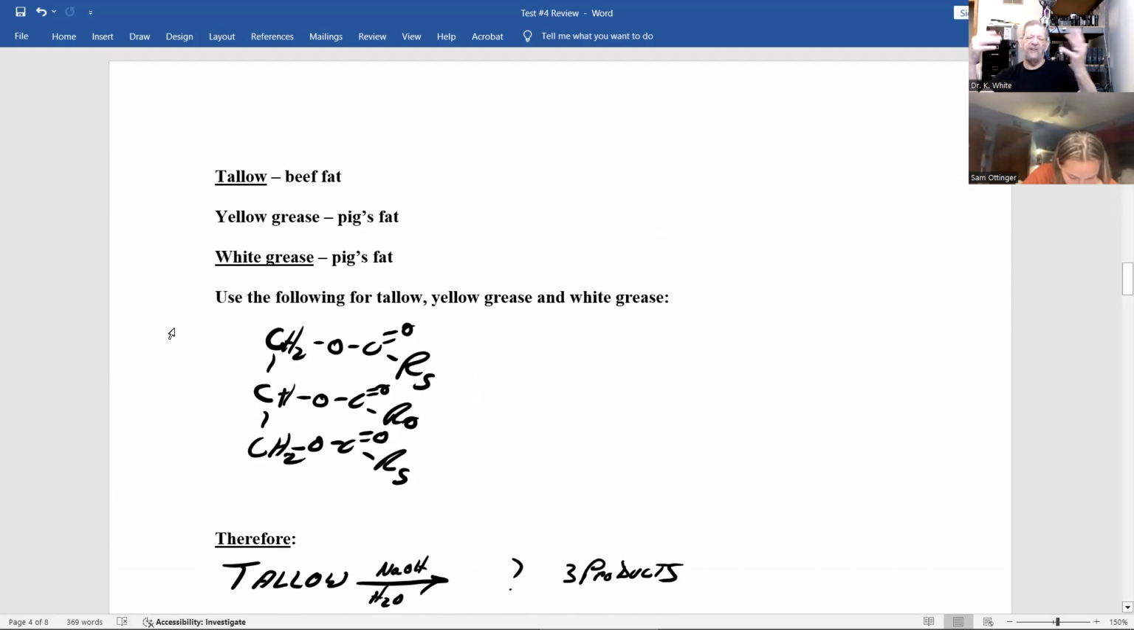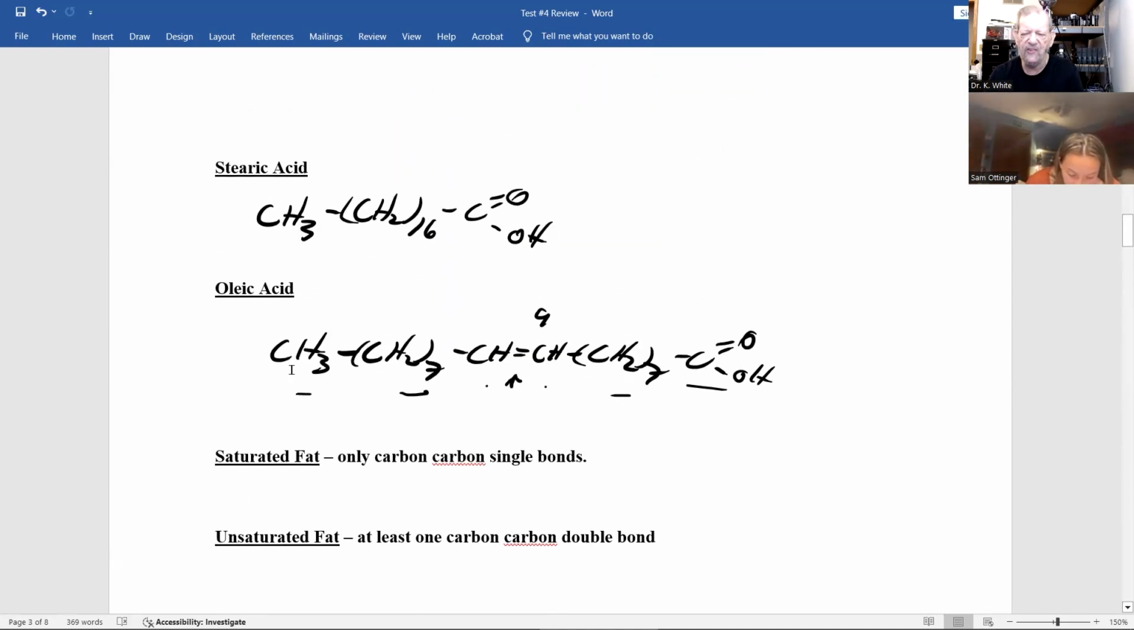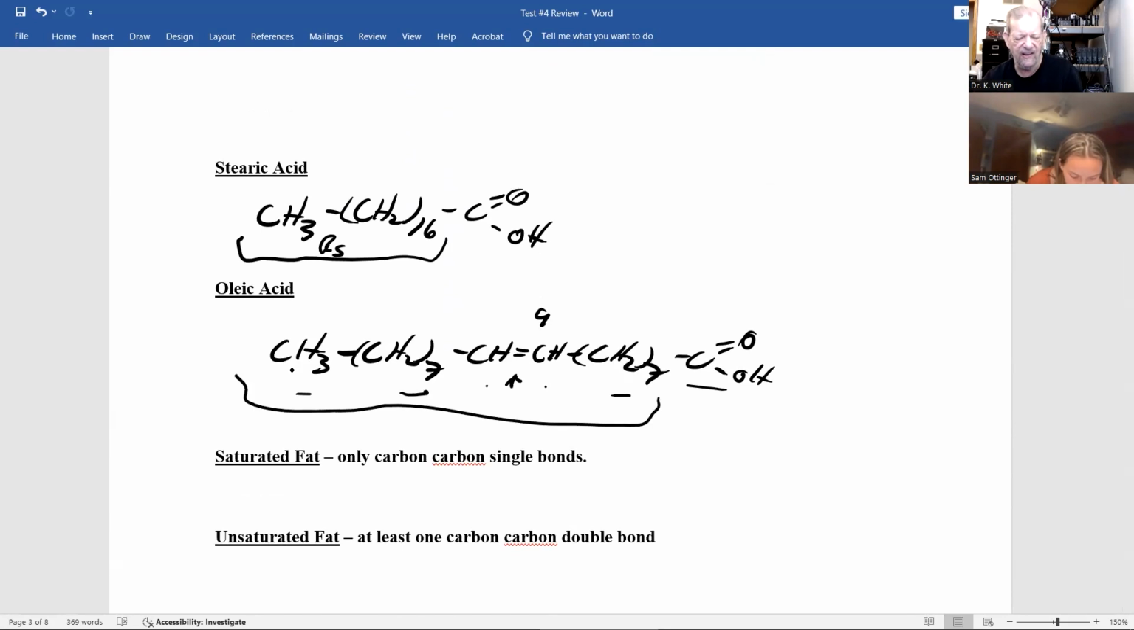Now, to make it a real life experience for you, because I worked in this industry, I came up with a general characteristic of this. You should know that tallow, yellow grease, and white grease are a triglyceride. Now, what's our S and our O? We look at stearic acid. This part I'm calling our S. And from oleic acid, this part is our O.